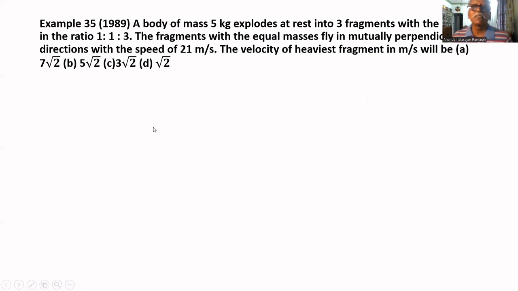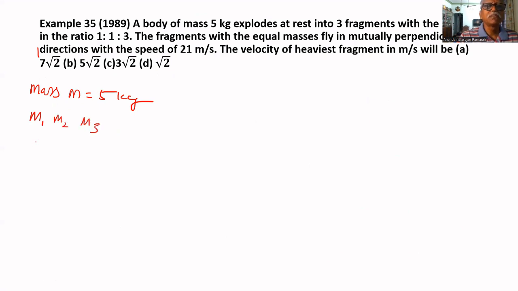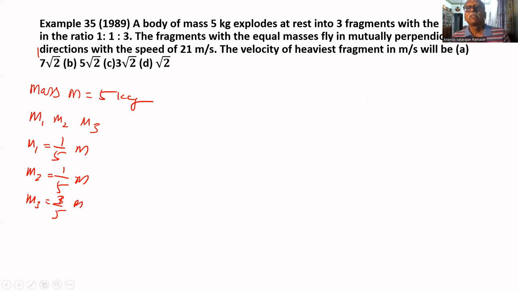A body of mass 5 kg explodes at rest into 3 fragments. Mass M equal to 5 kg. 3 fragments, M1, M2, M3, in the ratio 1:1:3. M1 equal to 1 by 5 M, M2 equal to 1 by 5 M, M3 equal to 3 by 5 M. With equal masses flying in mutually perpendicular directions with a speed of 21. The same sum, instead of 30, here it is given as 21.